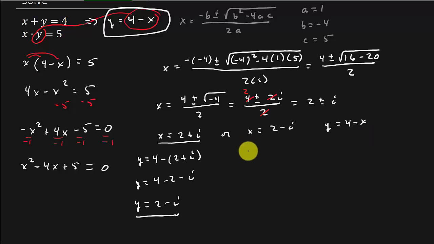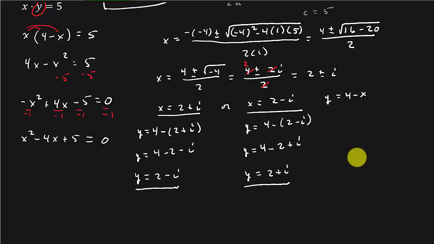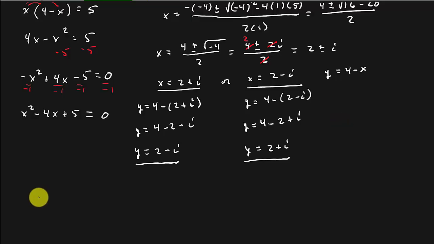And then I plug the other one in, so I get y equals 4 minus 2 minus i. So y is equal to 4 minus 2 plus i. y is equal to 2 plus i. So when x is 2 minus i, y is 2 plus i. So notice they're conjugates of each other. And so basically the two numbers are 2 plus i and 2 minus i.